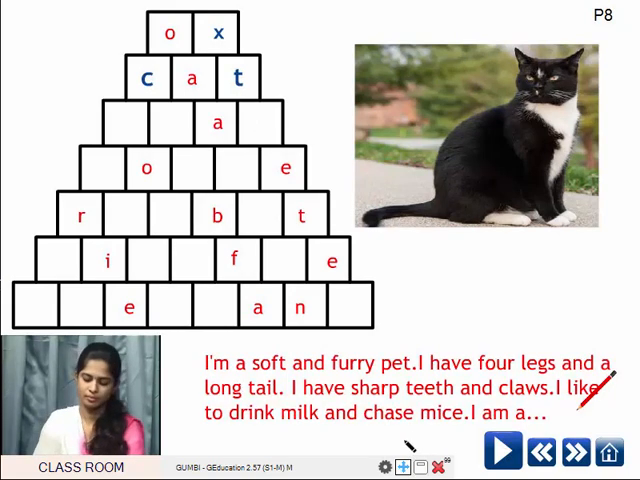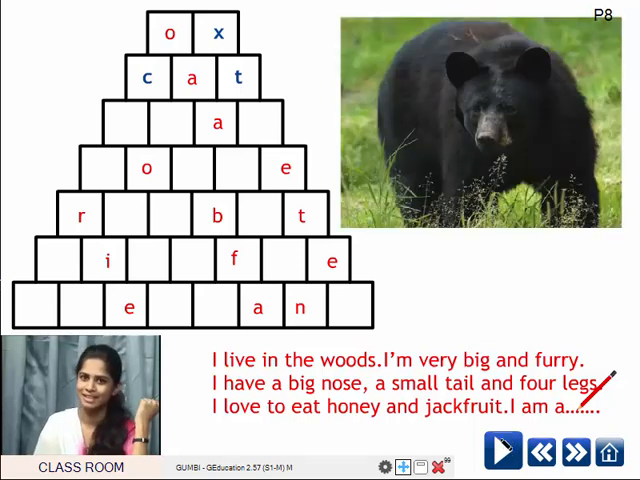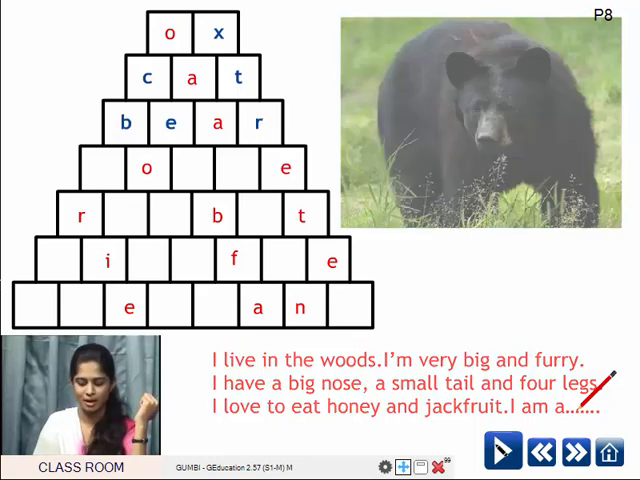So shall we solve the third row? Remember, it is a 4-letter word. The clue is, I live in the woods. I am very big and furry. I have a big nose and a small tail and 4 legs. I love to eat honey and jackfruit. I am a... Try to recall students. It's a 4-letter word. What am I talking about? Observe. What is it? Yes, it's bear. B-E-A-R, bear.